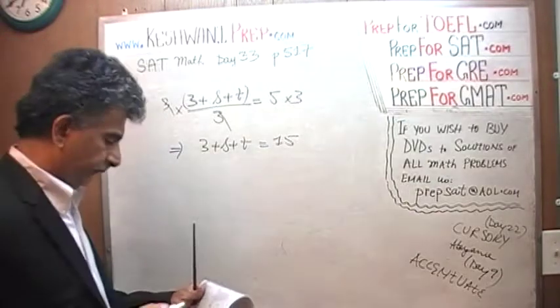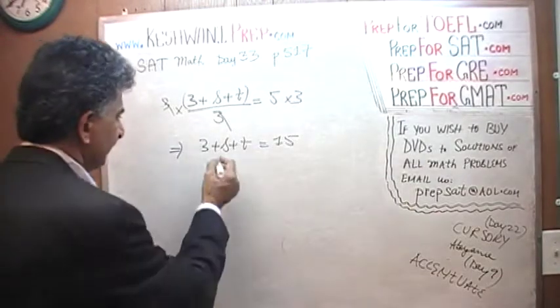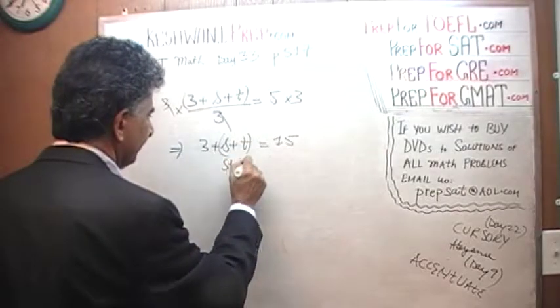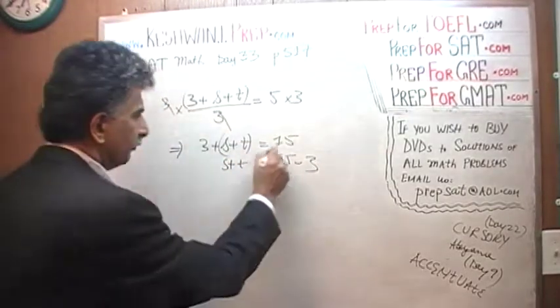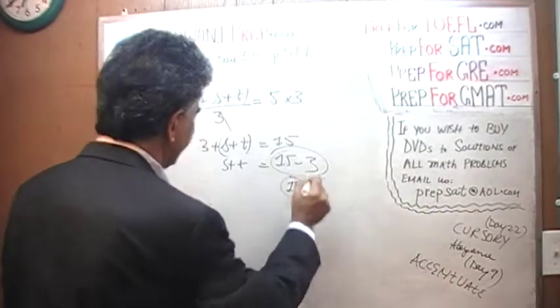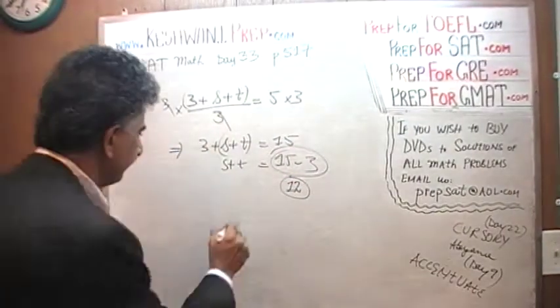So 3 plus S plus T is 15. Therefore, what are they looking for? S plus T is simply 15 minus 3. Just subtract 3 from both sides. It's 12. S plus T is 12. The answer is E.